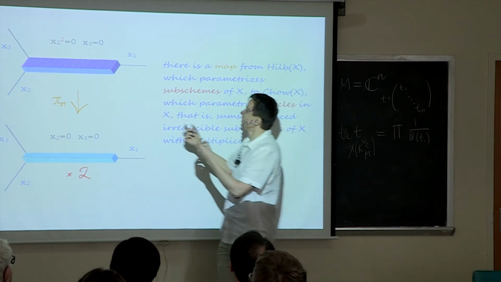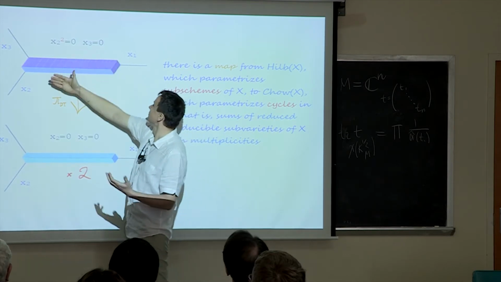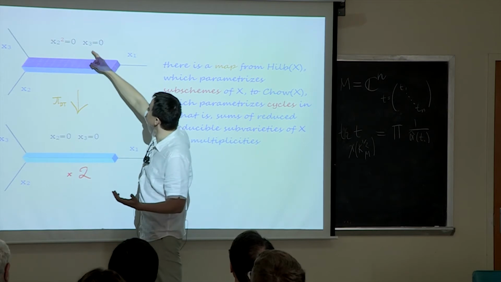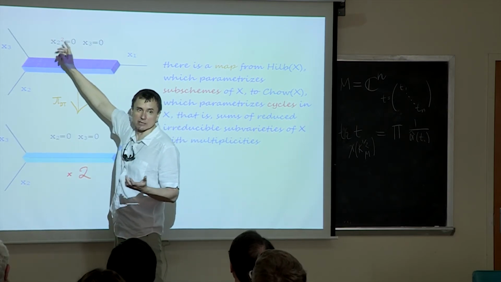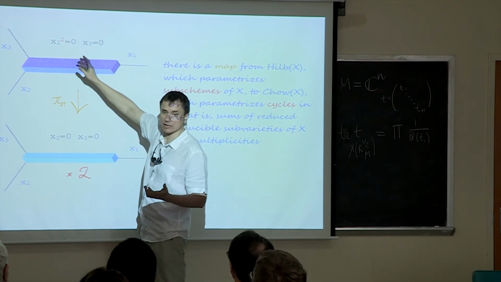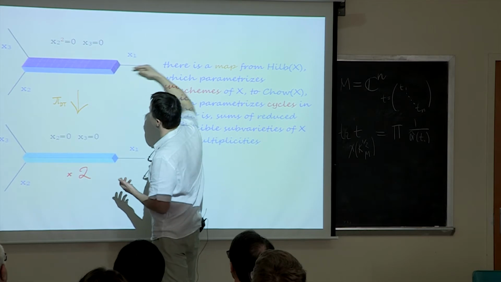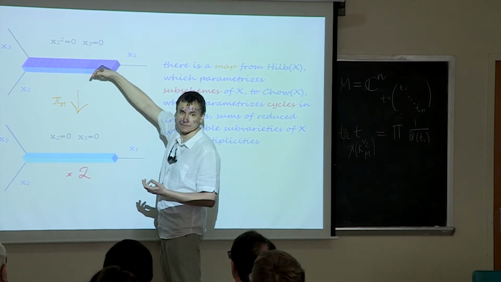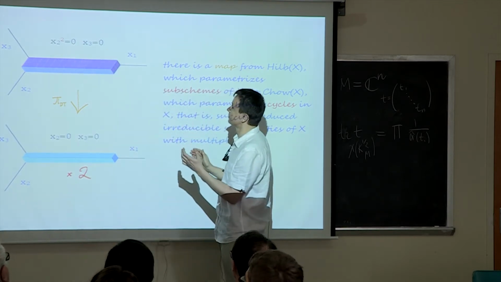For example, if my 3-fold has coordinates x1, x2, and x3, I can look at the equations x3 = 0, but x1 squared = 0, not x1. This means my x1 axis is infinitesimally thickened in the direction of x2. So this is the simplest example.